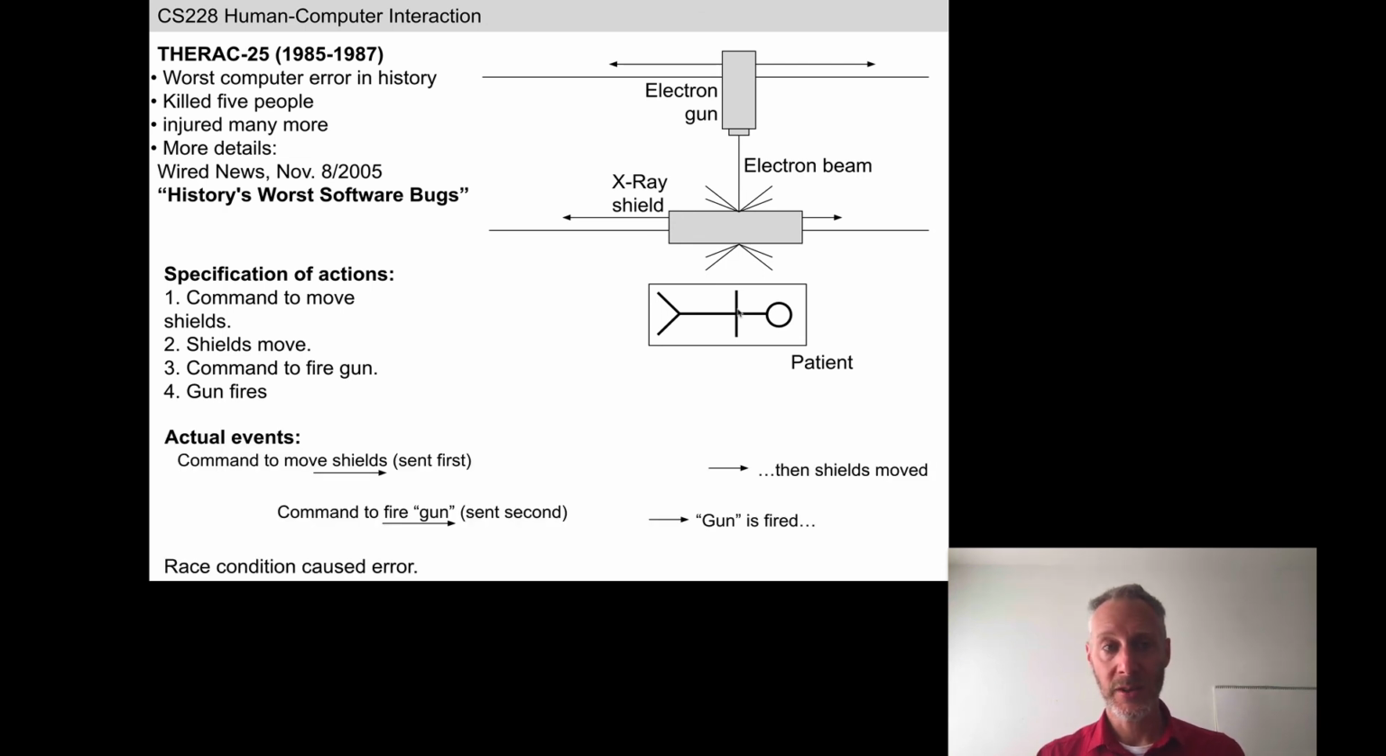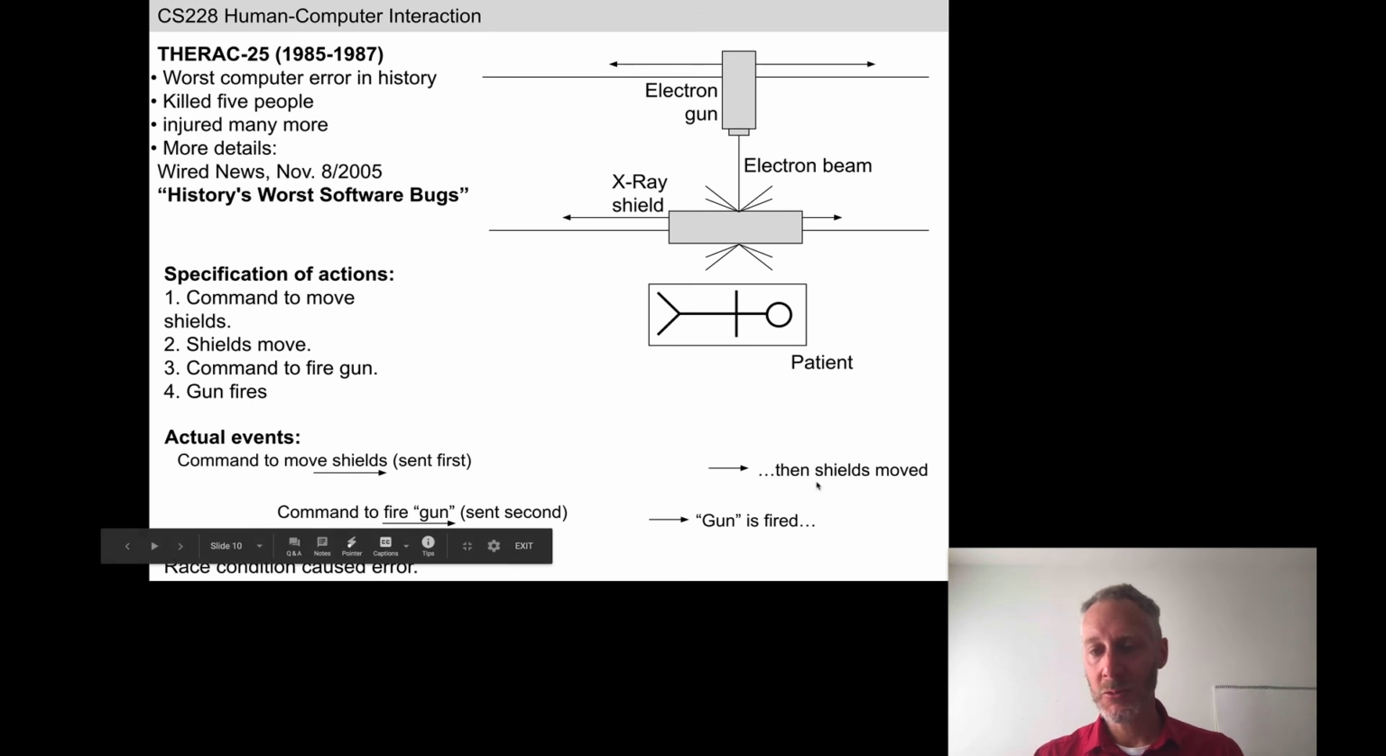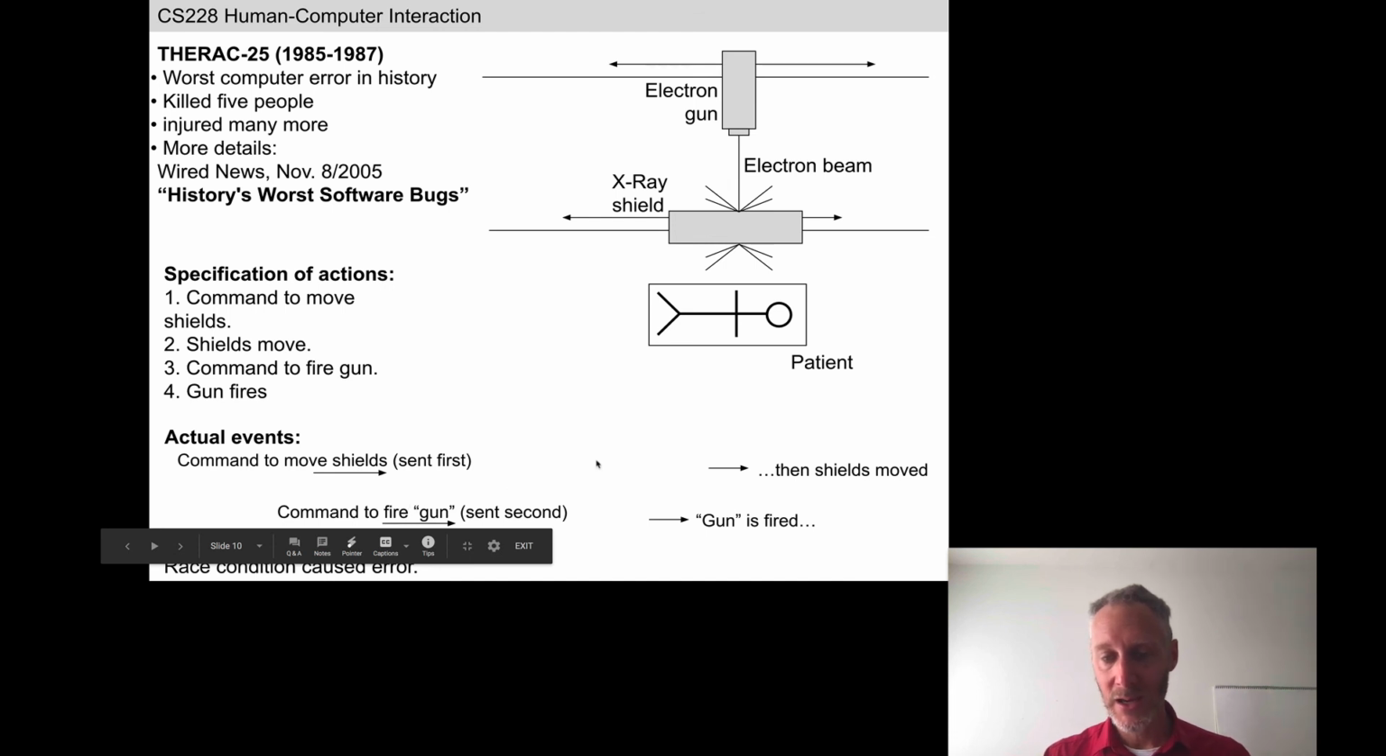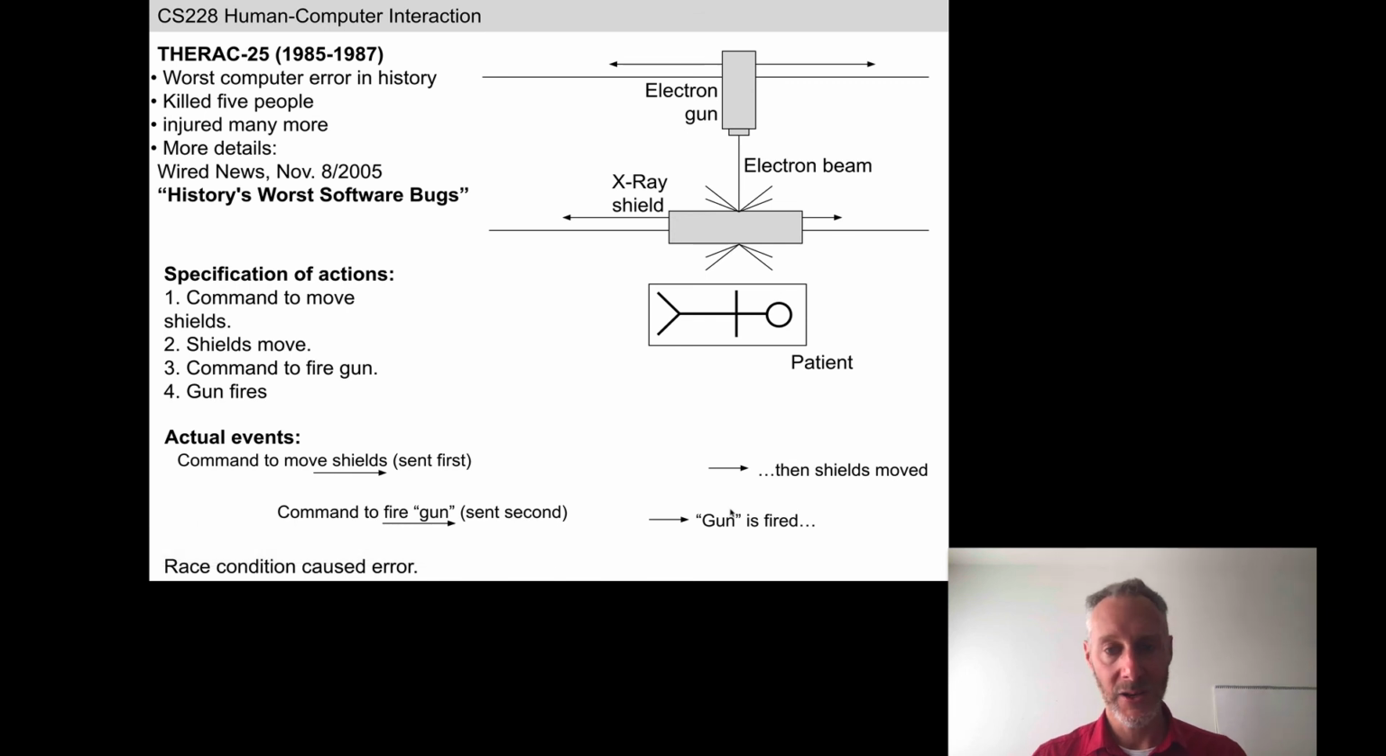Turns out that unfortunately, in the Therac 25, that is exactly what happened. These were the specifications, but in reality, this is what happened. So the code sent commands to the shields first. However, the shields moved slower than was expected. So there was an assumption in the code or in the technology in general that if the command to send the shields was sent first and then the command to fire the gun, it would follow that the shields move first and then the gun fires.